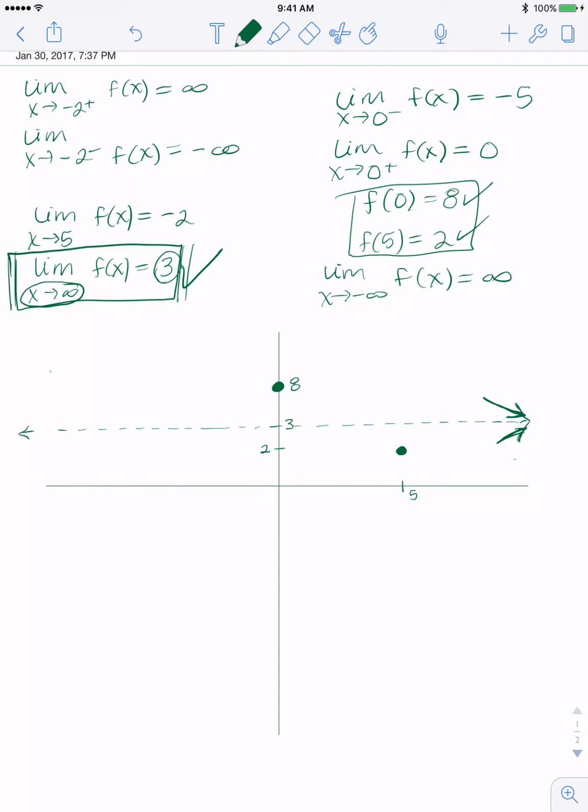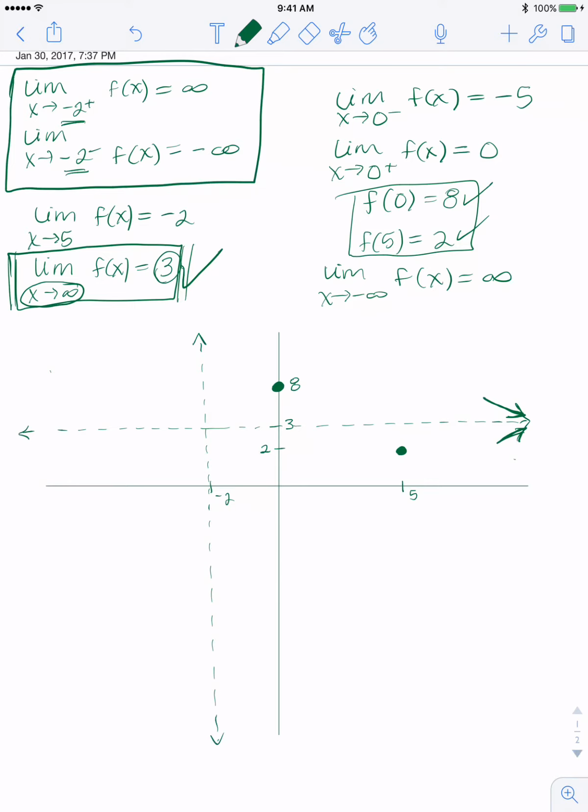For vertical asymptotes, your output values have to approach plus or minus infinity as your inputs approach a number. So looking at these conditions, it looks like I have two limits satisfying that. They're also both approaching -2, so I know there is a vertical asymptote at the line x equals -2. So I go ahead and draw it in.